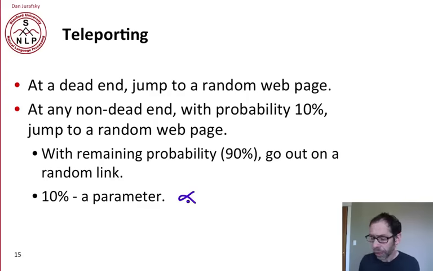So teleporting, if we're at a dead end, we jump to someplace random. If we're not at a dead end, we still might jump to someplace random, or we'll follow a random outlink. So now we've modified our random walk to solve the problem of dead ends.